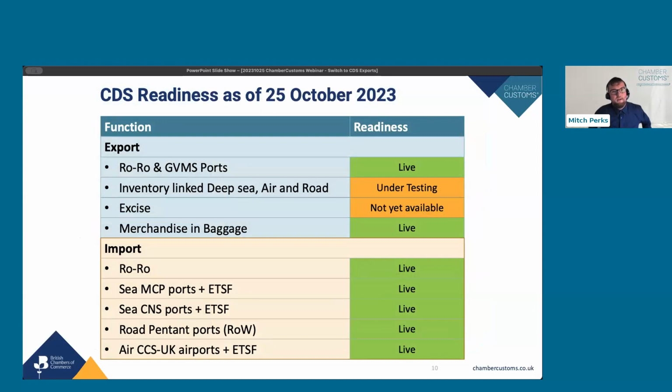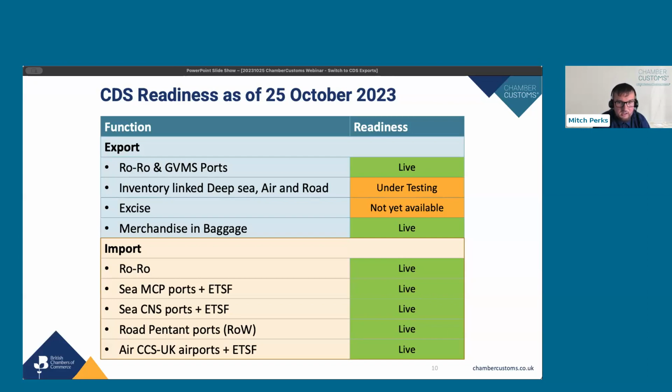In terms of CDS readiness, this is as of the 25th of October. I remember delivering a very similar webinar around a year ago, and there were a lot more red boxes than there are now. So the majority is green and live, which is fantastic from an import perspective. It's all live and good to go. From an export perspective, there is still some work to be done with inventory linking declarations. So that's your deep sea, air and road. That is currently under testing by HMRC. We are awaiting a further update from HMRC to give us some timeline of when that will be available for us to test from our side and also to release live.